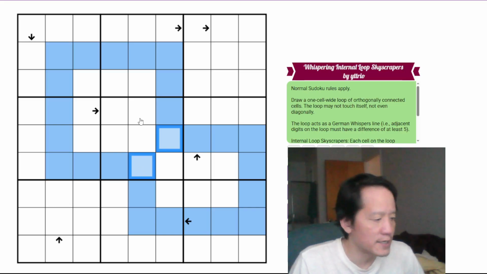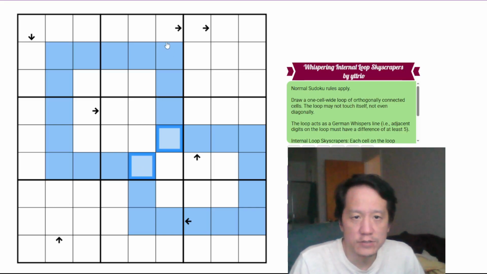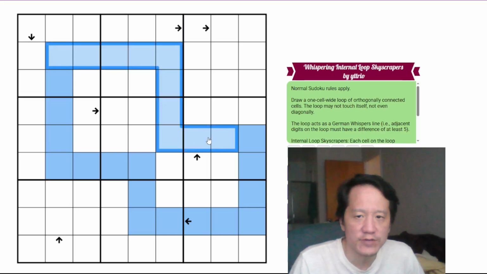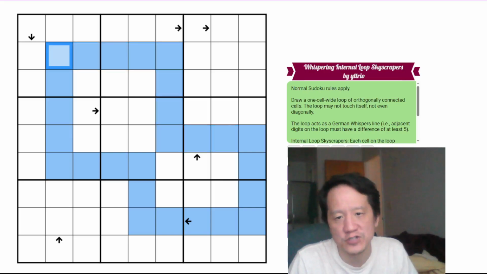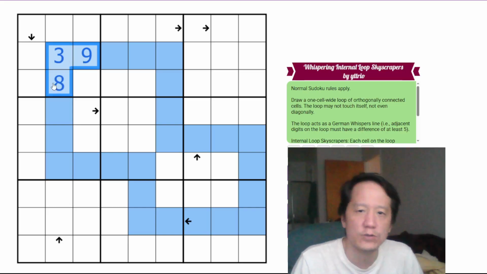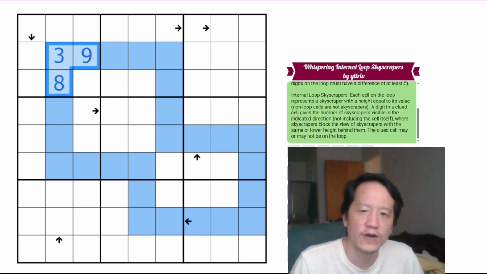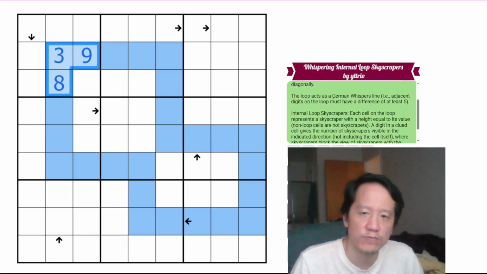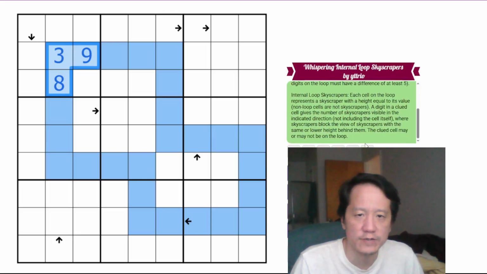The loop acts as a German whisper line. So on this loop, adjacent digits must have a difference of at least 5. So for example, if this were a 3, this would have to be an 8 and a 9 in some order next to it, because 8 and 9 are the only digits that are 5 or more away from a 3 on a German whisper line.